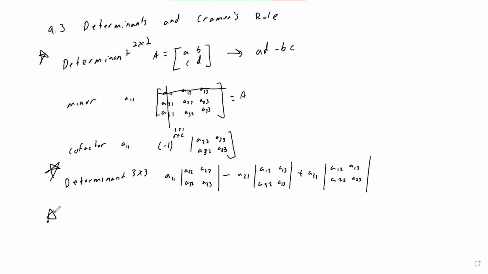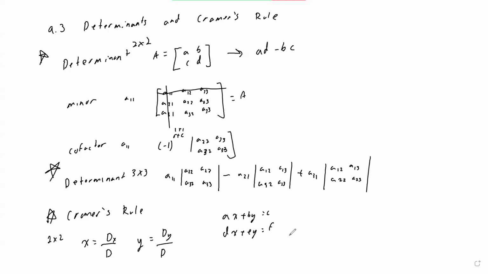And then the big one today is Cramer's rule. For a 2 by 2 matrix, to find the x value, it'd be the determinant of x divided by D, and then y would be the determinant of y over D. So for example, let's say we had a system ax plus by equals c, and then dx plus ey equals f.